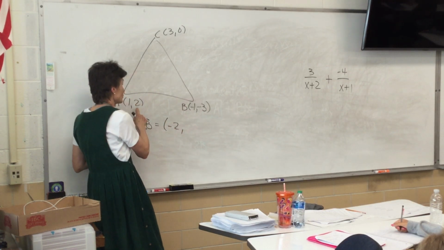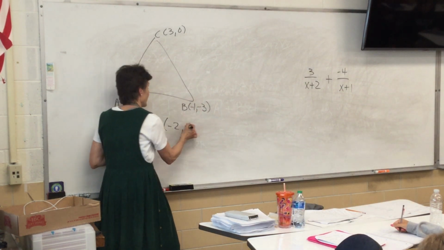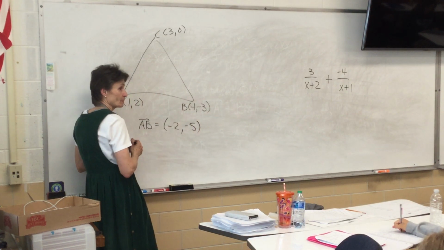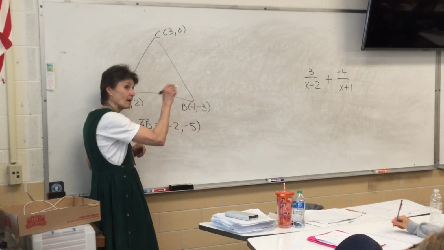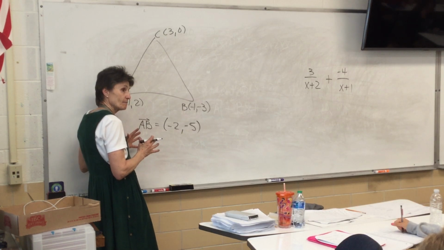And then do the same thing. 2 to negative 3. Negative 5. On a number line, draw it and count if you need to. Is that okay with everybody? Now, anybody, what's next? A to C.